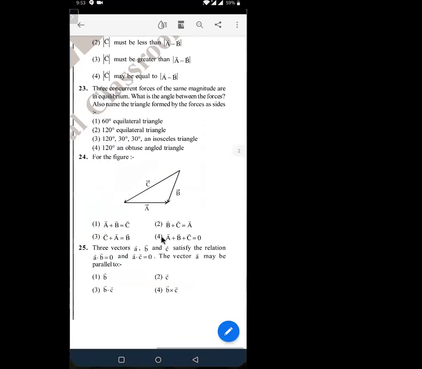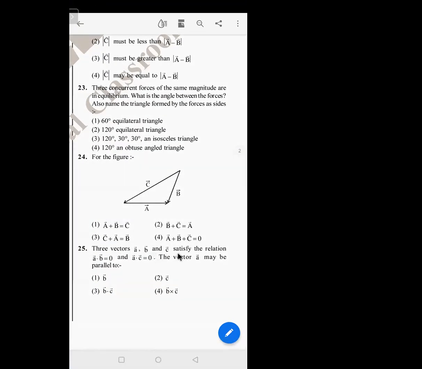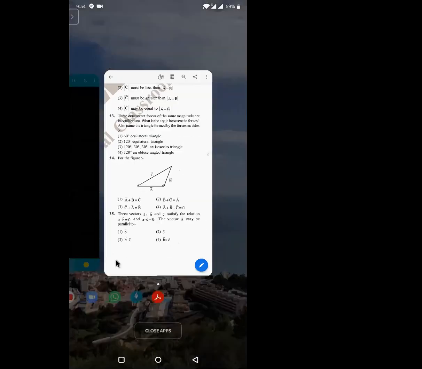See the question number 25. Three vectors A bar, B bar and C bar satisfy the relation A bar dot B bar is equal to 0, A bar dot C bar is equal to 0. Now see, A bar dot B bar is 0 means A is perpendicular to B, beta. Yes, sir. If A bar dot B bar is 0 means A is perpendicular to B. If A bar dot C bar is 0 means A is perpendicular to C. See how it is.